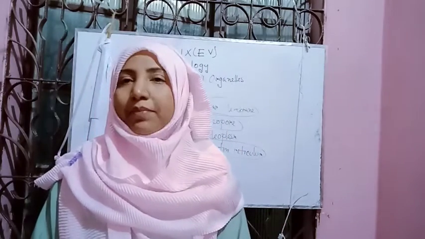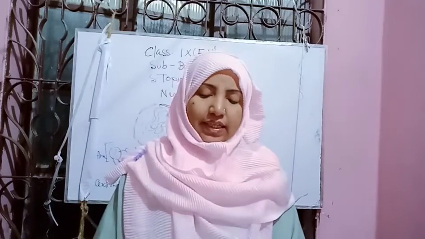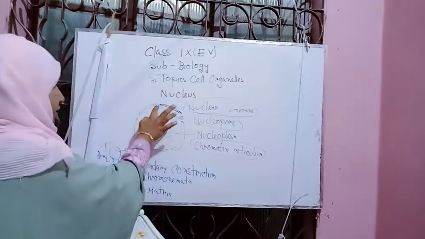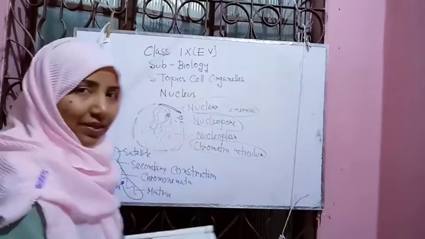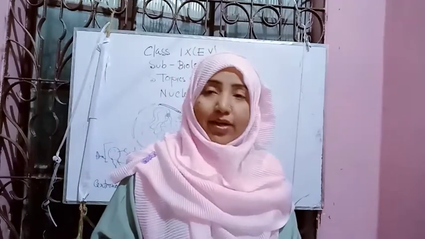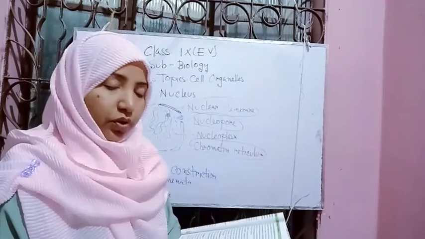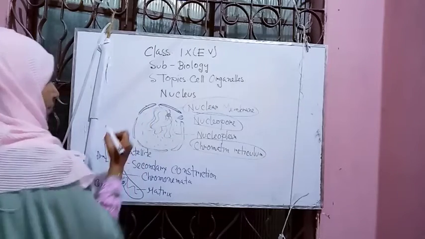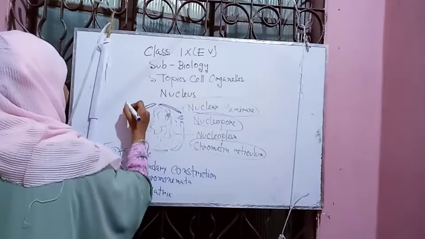A. Nuclear membrane. The membrane that encloses the nucleus is called the nuclear membrane. This structure is the membrane, and it encloses the nucleus. It is a double-layered membrane and is composed of lipids and proteins. Here are the two layers of the double-layered membrane, composed of proteins and lipids.